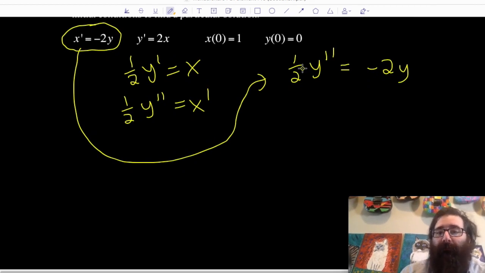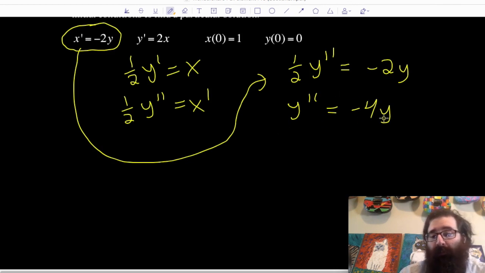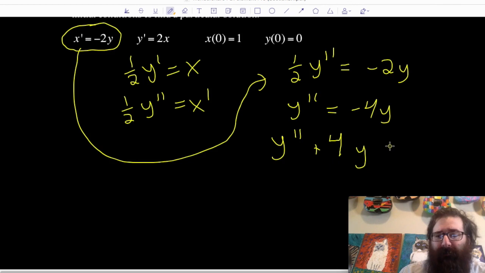And now what I could do, for example, I could multiply both sides by 2. So y double prime equals negative 4y. And I want to set this equal to 0. I want to work with a homogeneous equation, so I can work with the characteristic equation. So if I add 4y over, y double prime plus, I've got to be careful because my 4's sometimes look like y's because my handwriting is not very good. But y double prime plus 4 times y equals 0.